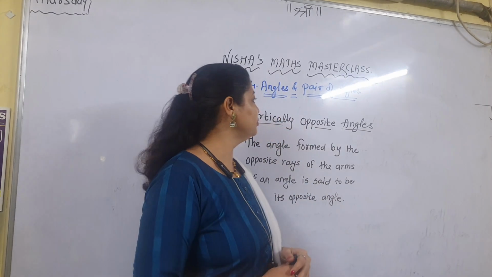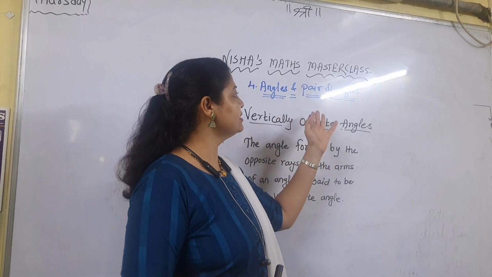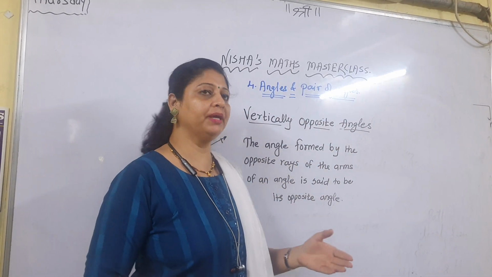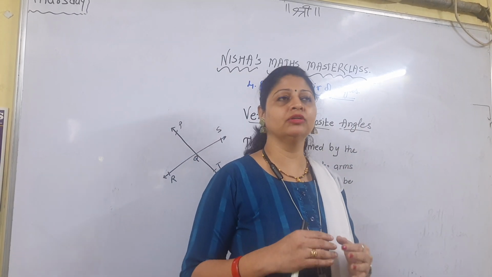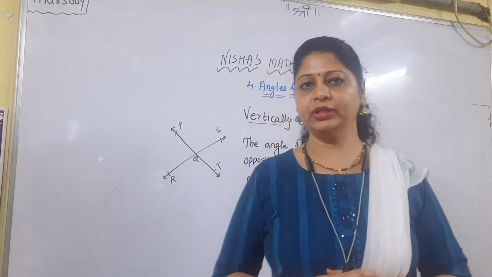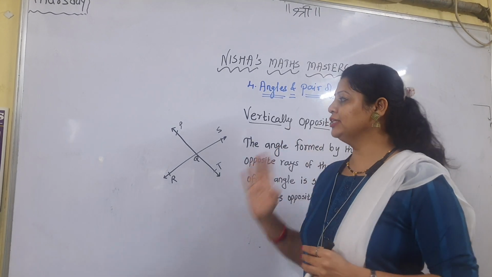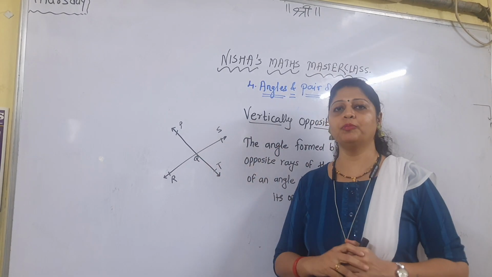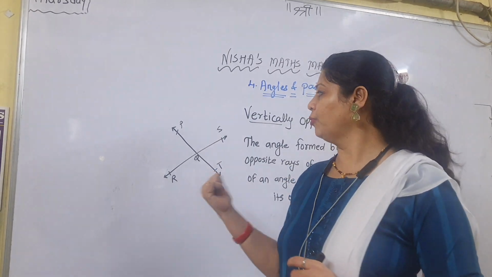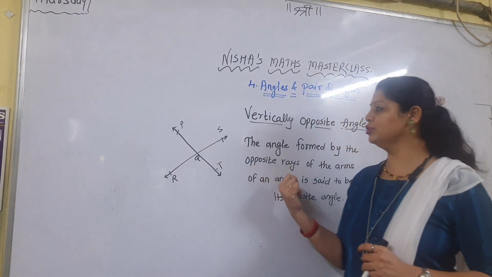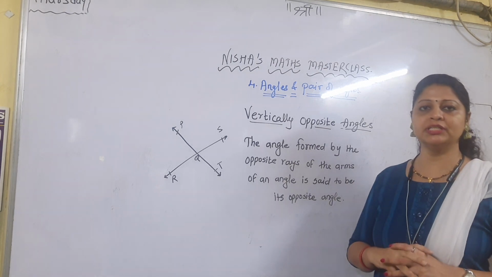And today again we are going to learn angles and pair of angles. The next topic is vertically opposite angle. Now this topic is correlated with opposite rays. Yesterday I already uploaded a video related to opposite rays. The same we have to use when we have to identify opposite angles.